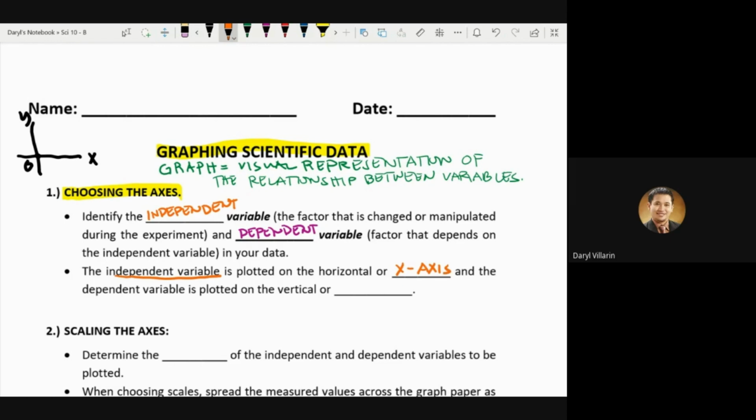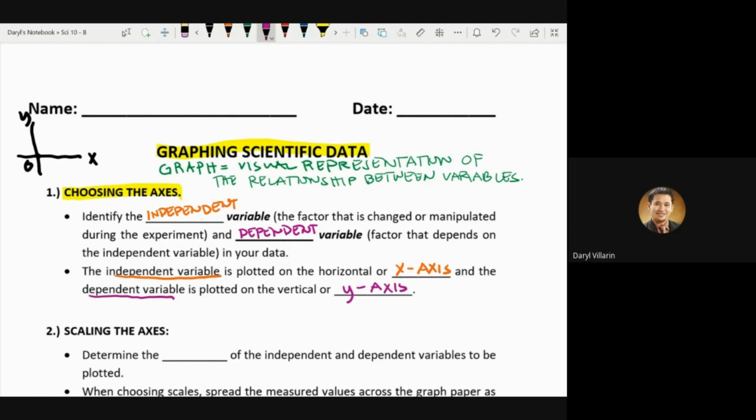So once you know the independent variable, all the data that you have in your independent variable should be placed along the x-axis, and the dependent variable is plotted on the vertical or the y-axis. And this set of data that you have for your independent variable and the dependent variable would represent a point in your graph. So this would be your basis to plot the location of these points.